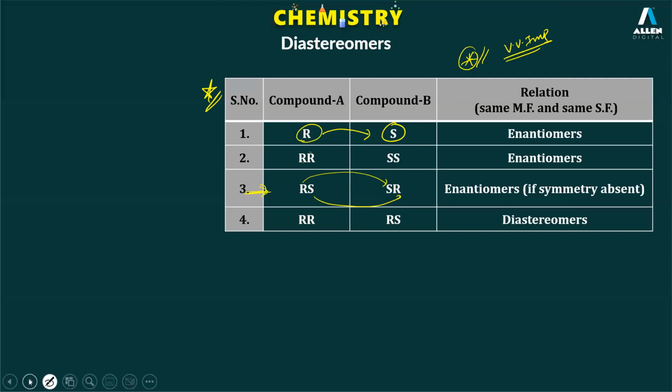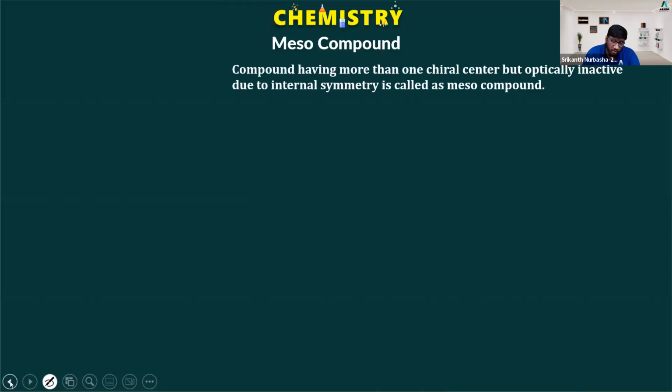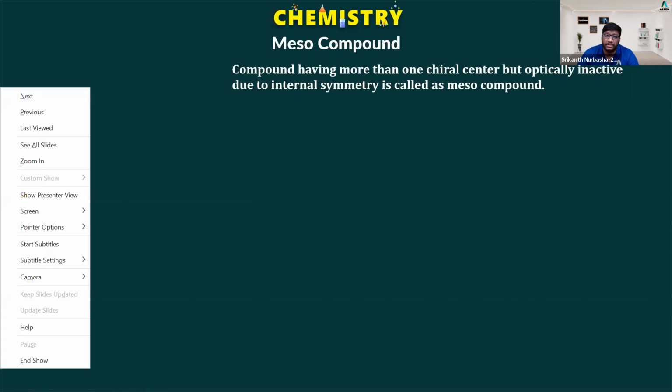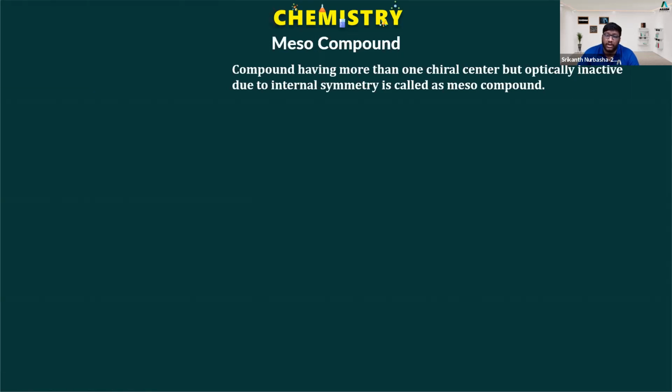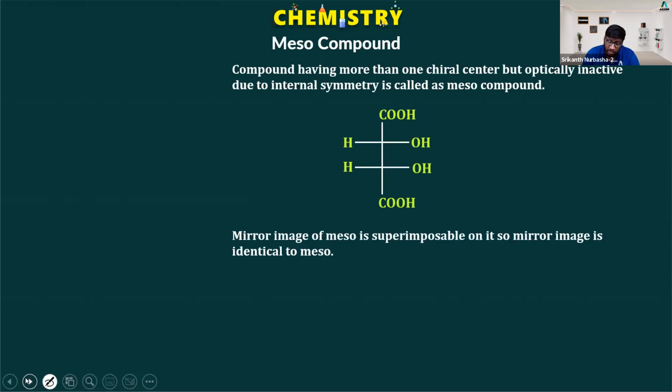Thank you. Yes. Meso compounds. What are meso compounds? Meso compounds are optically inactive compounds, optically inactive due to the presence of either plane of symmetry or center of symmetry. Yes or no? Meso compounds are optically inactive due to the presence of plane of symmetry or center of symmetry.